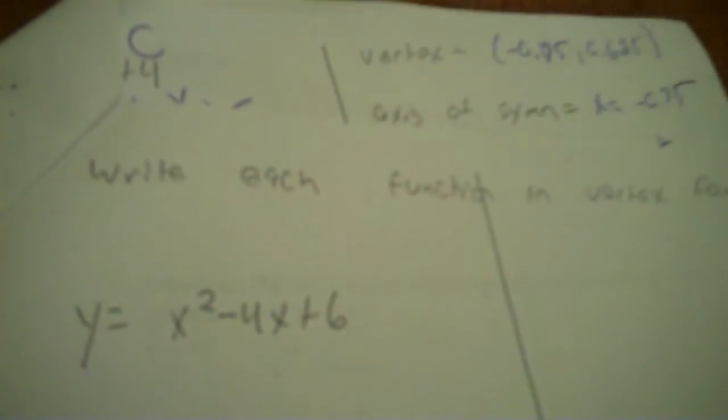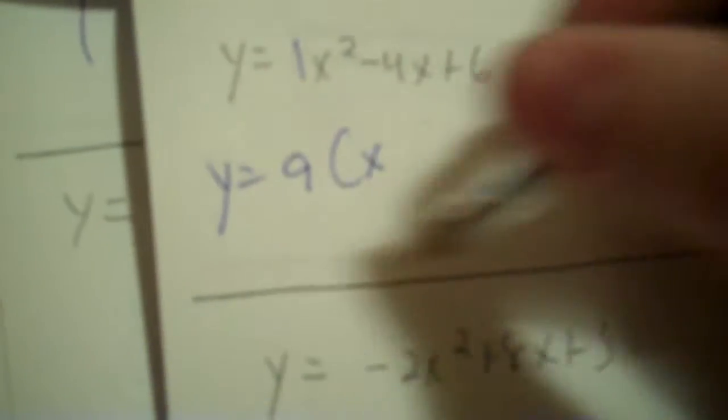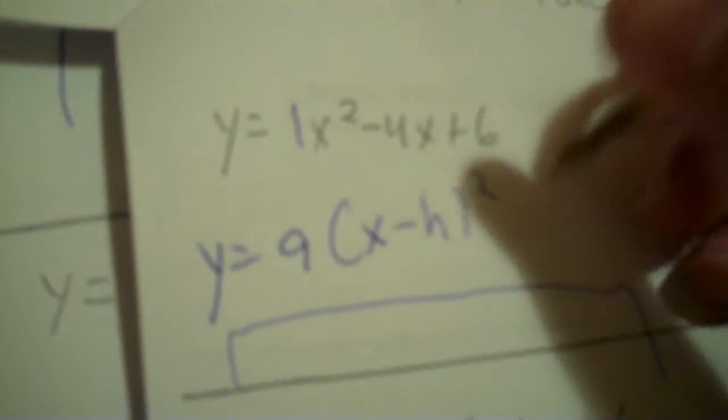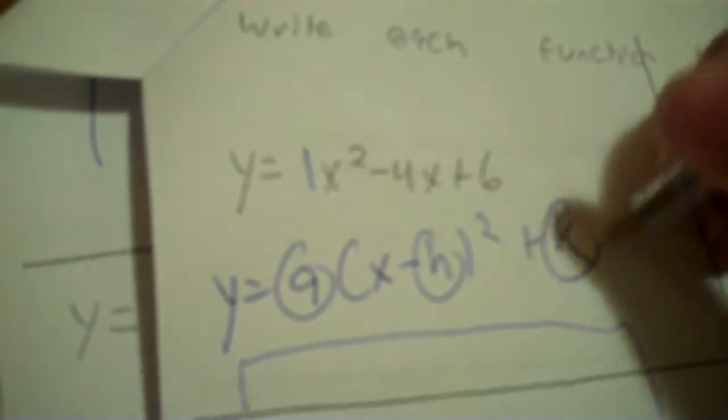Okay, write each function in vertex form. Right now it's in standard form, that means write it in vertex form. Give yourself some room. This is where I want to see the answer. Okay, y equals a times x minus h to the second plus k. Now here's how you find what a, h, and k are.